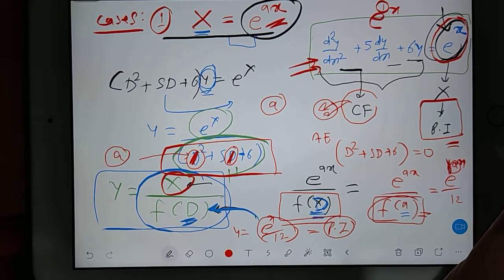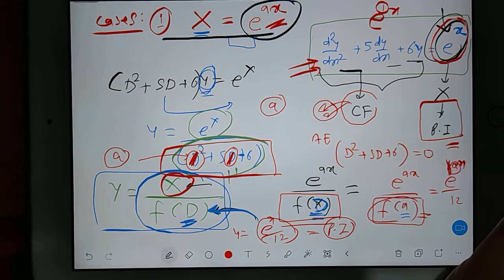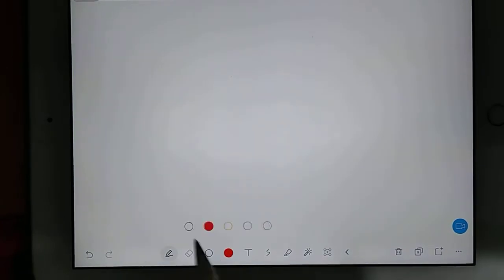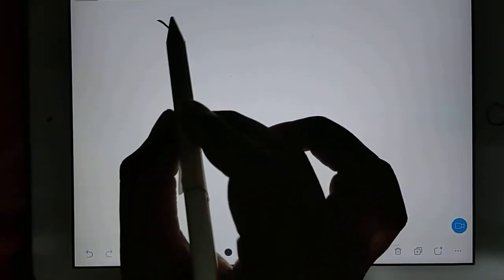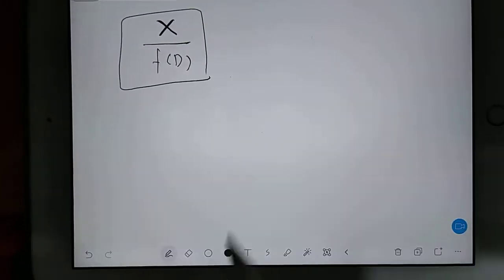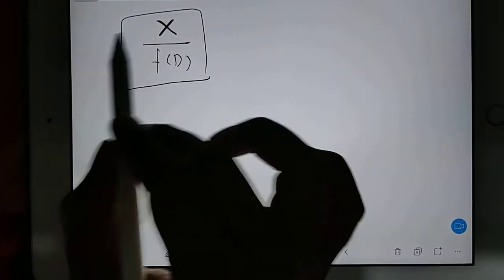Which part you want me to repeat? I'll explain again. Okay, I'll change the page. I'll explain. See, Pratik, are you clear that what are we doing with this? Pratik, are you clear with this term? Okay.